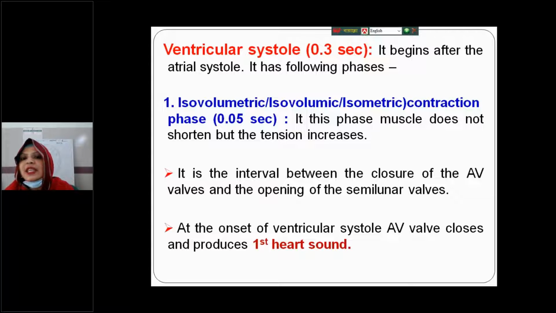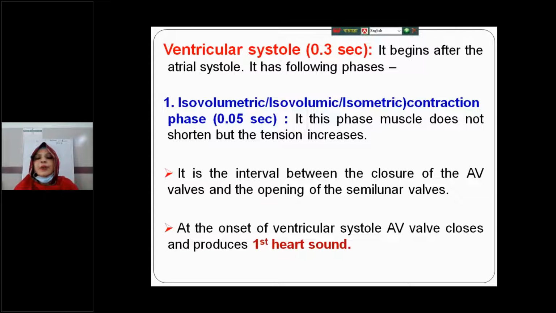That is, there is no change in the muscle fiber length here, but muscle tension increases here. It is the interval between the closure of the AV valve and opening of the semilunar valve, because without opening of the semilunar valve, by ventricular contraction, you can't push the blood towards the pulmonary artery and the aorta, because two ventricles act simultaneously at a time.